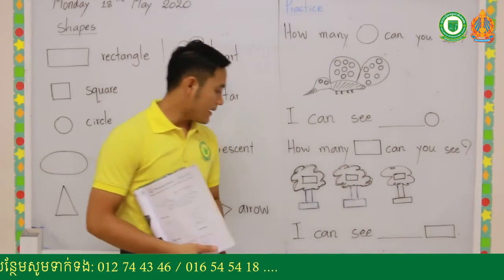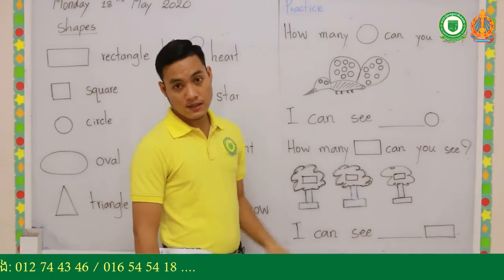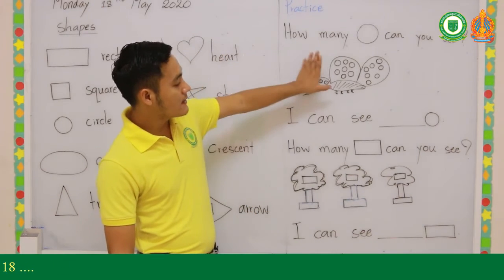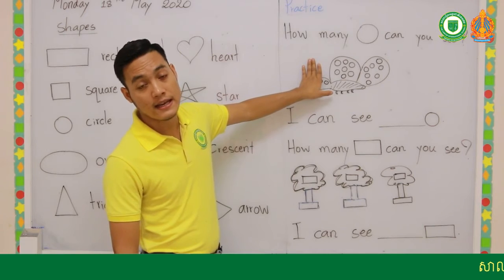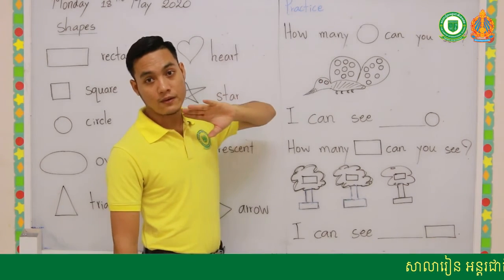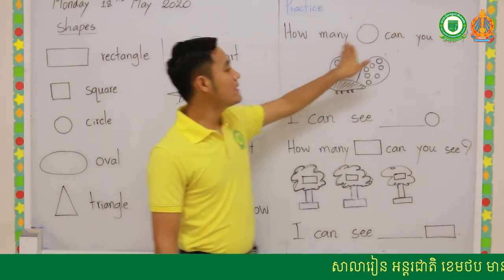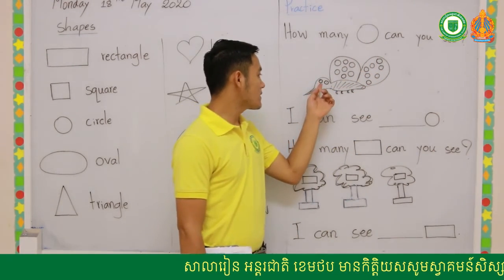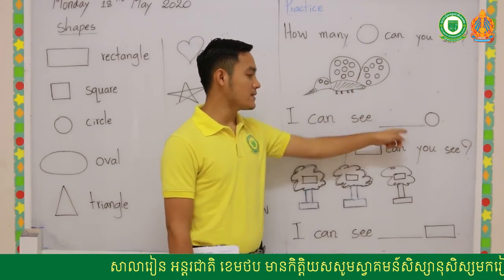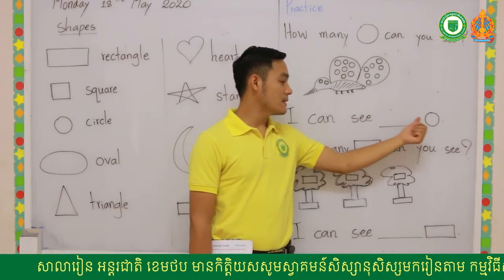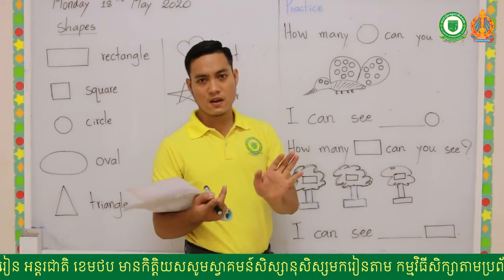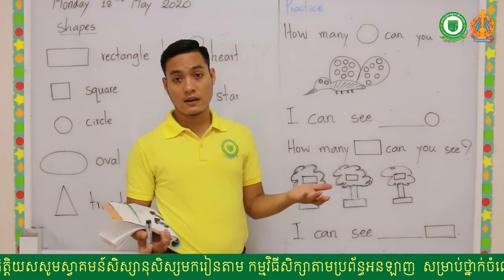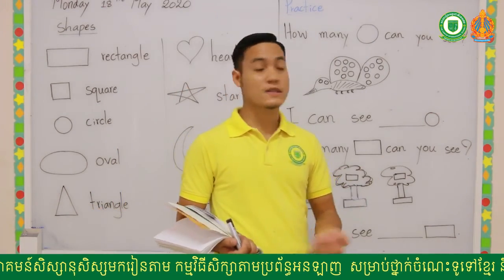Right? And this one is about counting the objects, or counting things, or counting shapes. And this is also your first exercise that I asked you to do in the second video, about how many circles can you see. Then you need to count the circles here and answer here. I can see 5 circles, 6 circles, or 10 circles. Or up to you, okay? After you count the circles here.